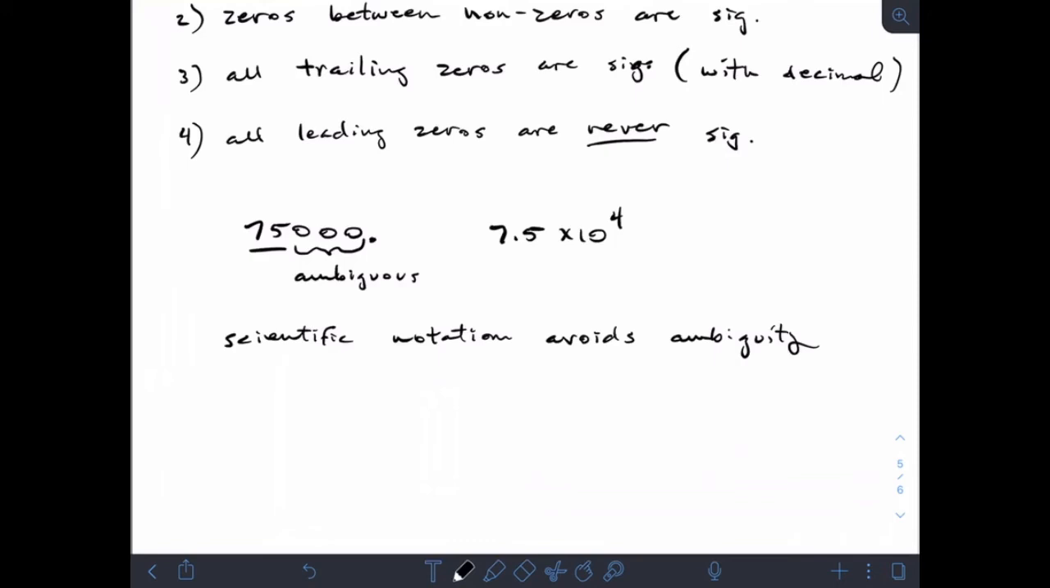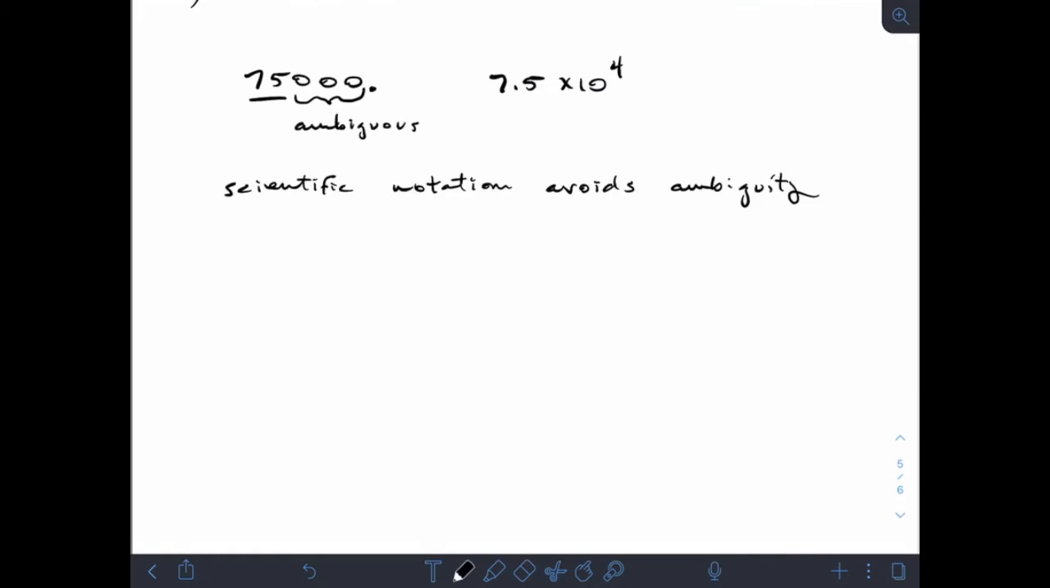So let's go ahead and do a little bit of practice with identifying the correct number of significant digits in a value. So we've got, for example, 7500.1. So all non-zeros count, and all zeros in between non-zeros count. So this number has 5 sig figs.